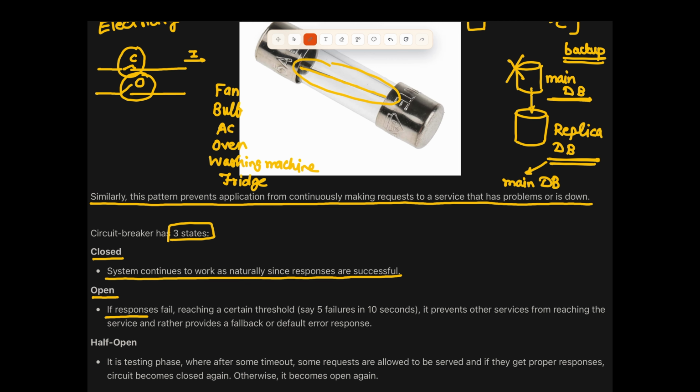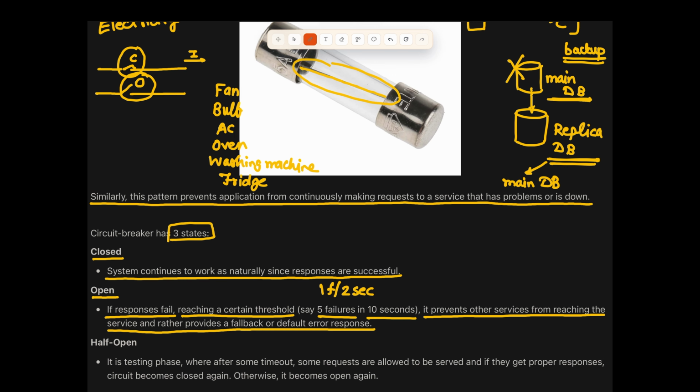So if responses fail, reaching a certain threshold, let's say we configured that if we encountered 5 failures in 10 seconds, that means on average we encounter one failure in every 2 seconds, then we say that the system is really bad. It is experiencing some failures and we should have reached a threshold. We have set this as the threshold. So it prevents other services from reaching the services and rather provides a fallback or default error response.